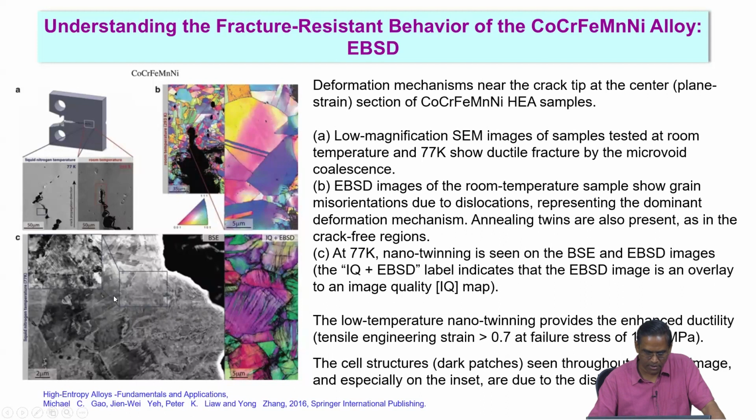The cell structures, that is the dark patches shown in this zoomed region, seen throughout the BSE image, especially on the inset, are due to the dislocation activity.